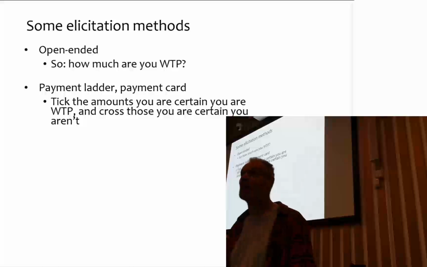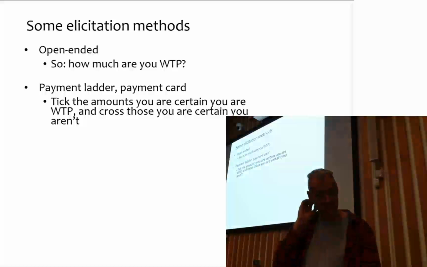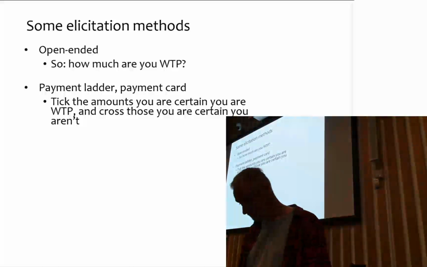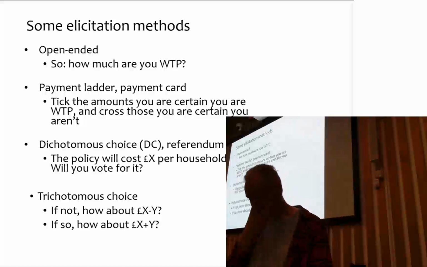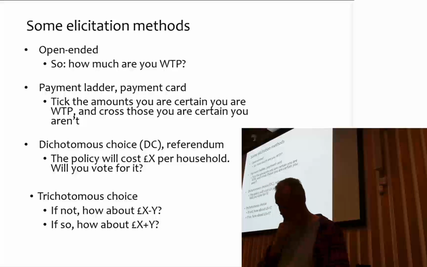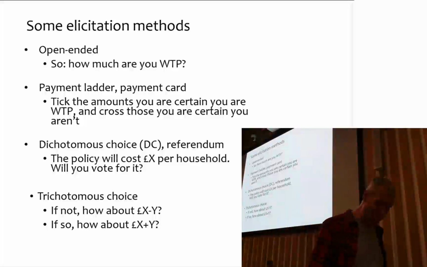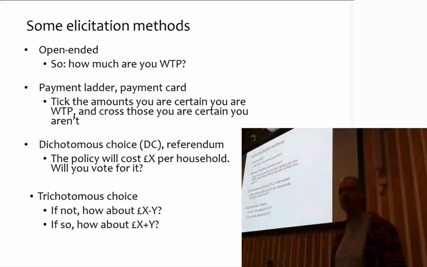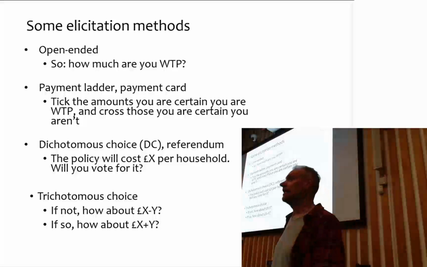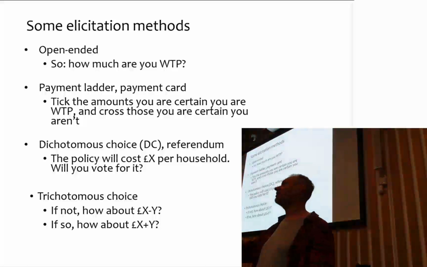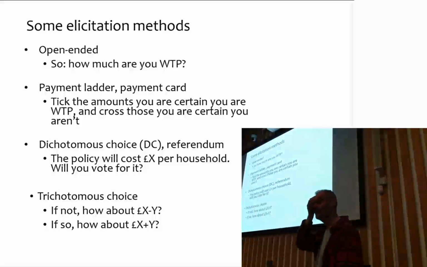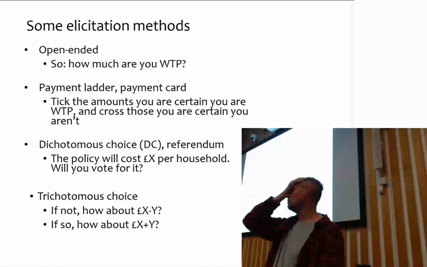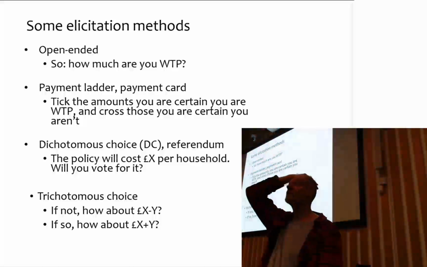And therefore you may bias the results. What people are currently mostly doing is a so-called dichotomous and trichotomous choice. Dichotomous choice is essentially a referendum format, and essentially the thing that you are confronted with if you go and buy a box of cornflakes.